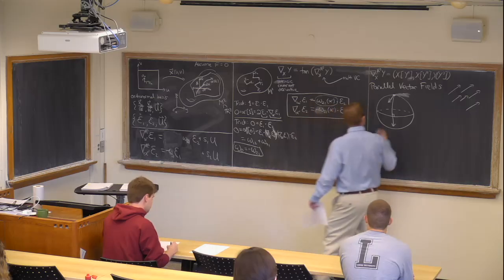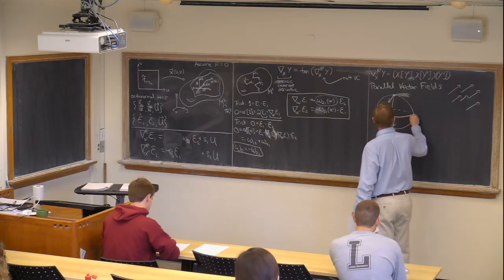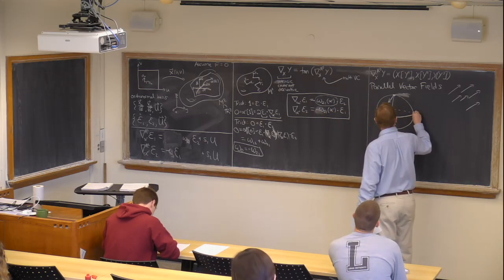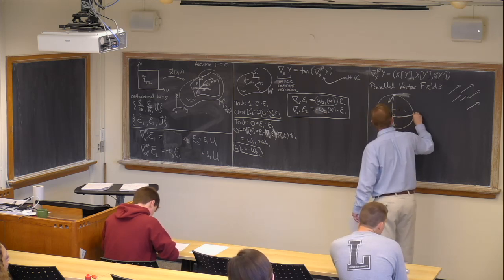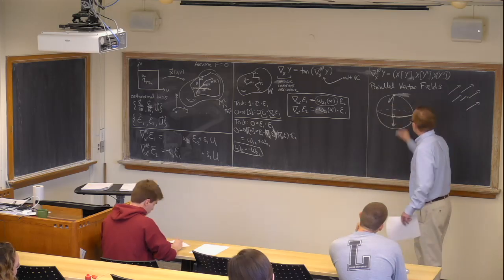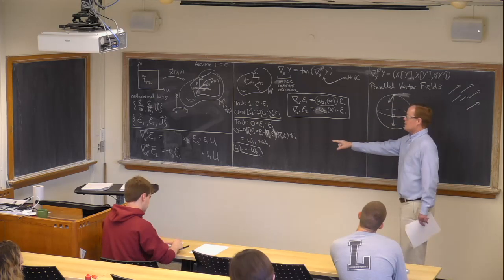And then someone says, now I want you to walk along the equator to this point over here, 90 degrees along the equator, to this point. So that's the third point over here. And when I do that, they say, but don't change the direction you're pointing.